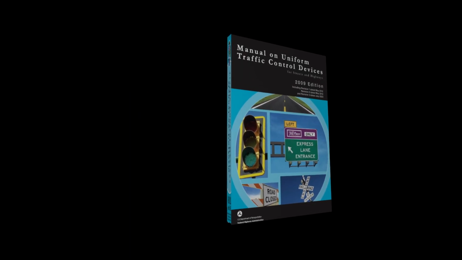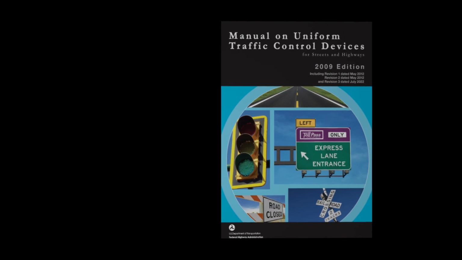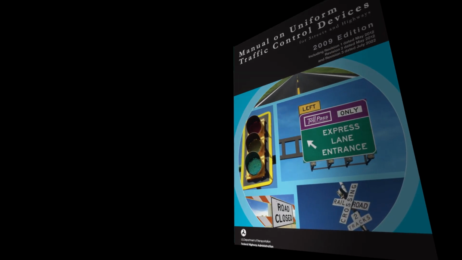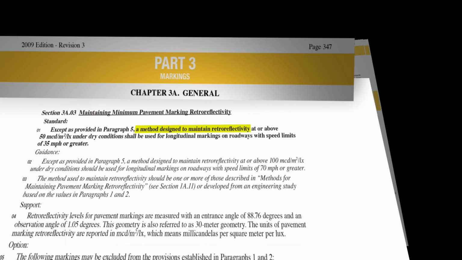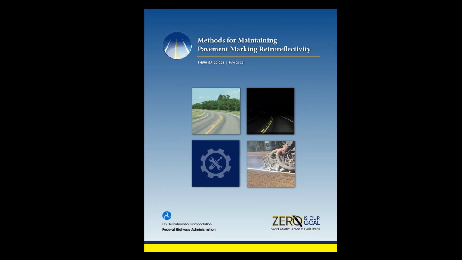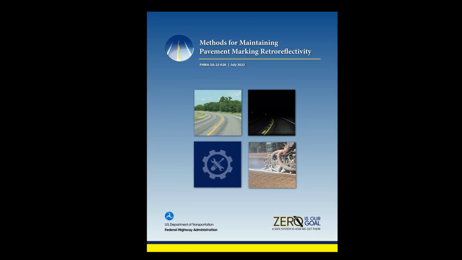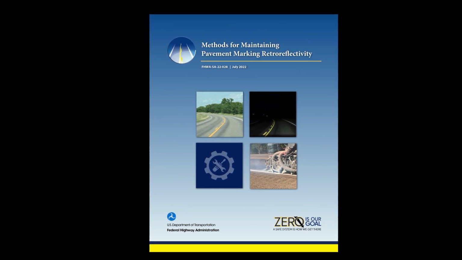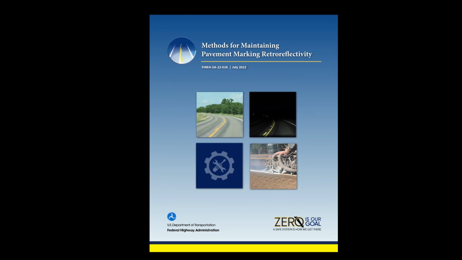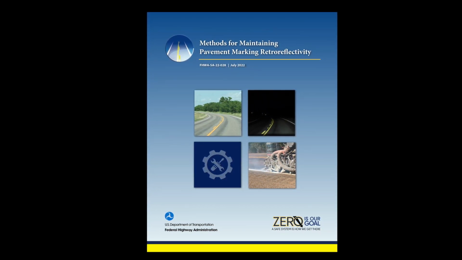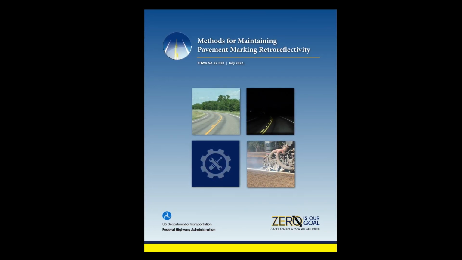The Manual on Uniform Traffic Control Devices, or MUTCD, now requires the continued use of a method designed to maintain pavement markings at or above specific minimum retroreflectivity levels. The MUTCD recommends using one or more of 5 methods described in detail in the FHWA publication titled Methods for Maintaining Pavement Marking Retroreflectivity. A link to this document is provided in the video description.